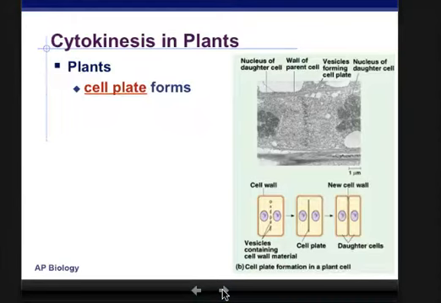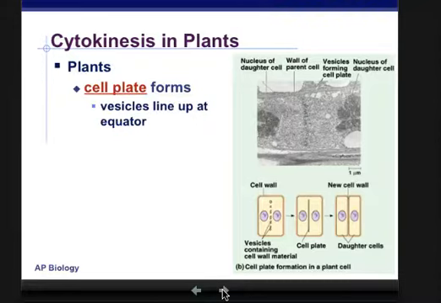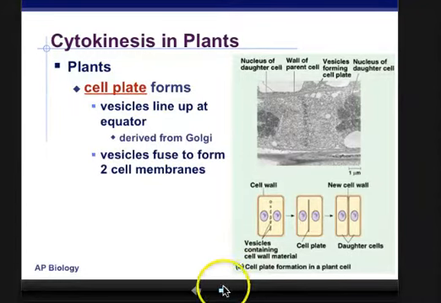All right, we need to have a cell plate that forms, because remember that we want to have two cells that both have cell walls. And so the vesicles line up along the equator here. Right, they're derived from the Golgi apparatus. The vesicles fuse to form two cell membranes.